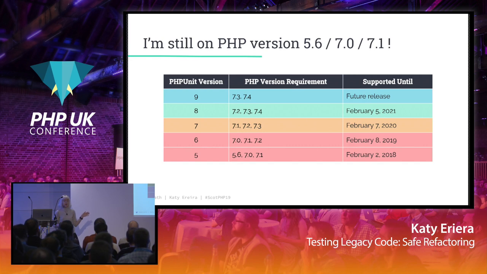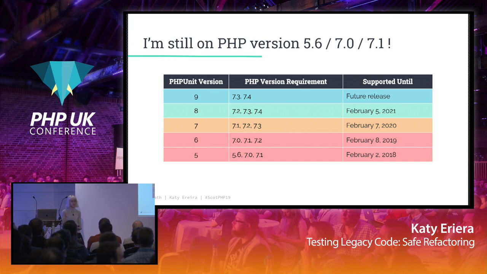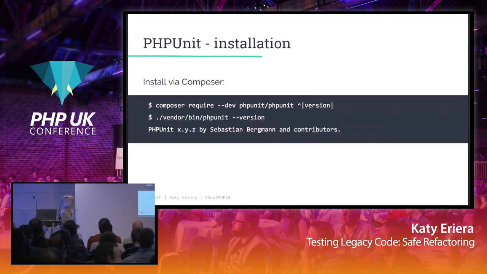I didn't update this slide, but I believe PHPUnit 9 is out now. But there are older versions, so even if your PHP code base happens to be particularly legacy, 5.6, for example, there are still versions that you can use. So you can still go and implement the techniques that I'm going to be explaining today. It's really easy to install if you have Composer. You want to do composer require --dev because you don't need unit tests in production.